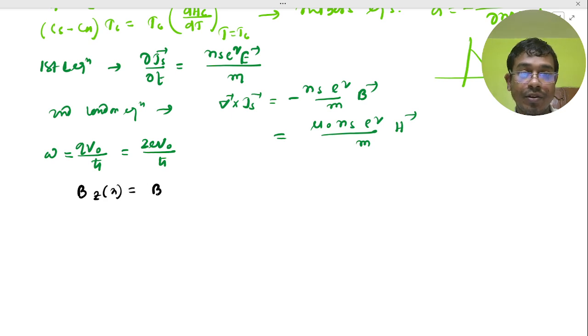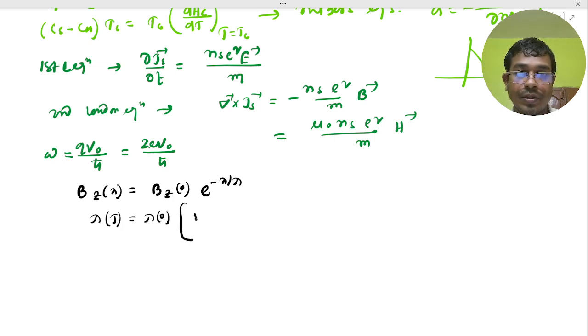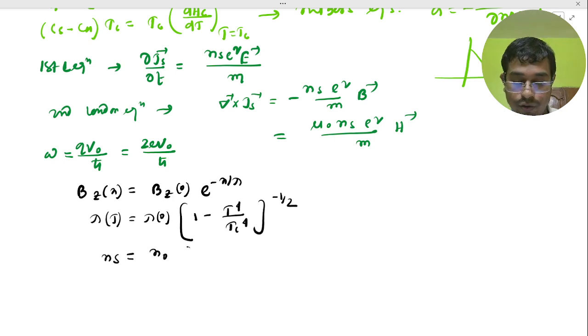We just go to our next topic. Bz of x equals Bz 0 e to the power minus x by lambda. The second one is lambda as a function of T over lambda 0, which is basically 1 minus T to the power 4 by Tc to the power 4, all to the power minus half. The last one is Ns is equal to n naught times 1 minus T to the power 4 by Tc to the power 4.